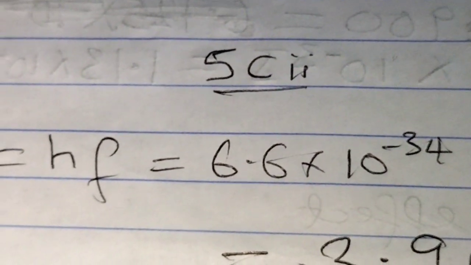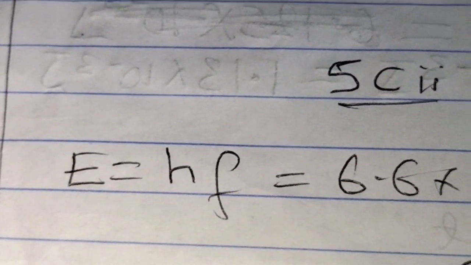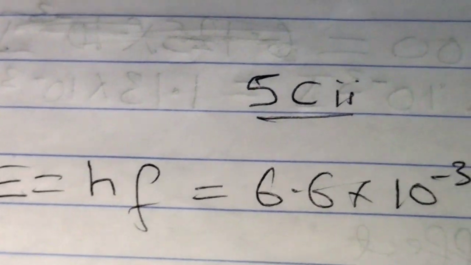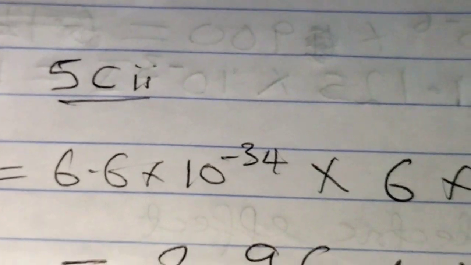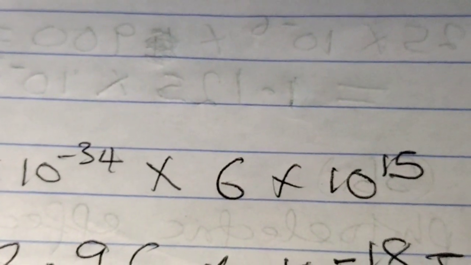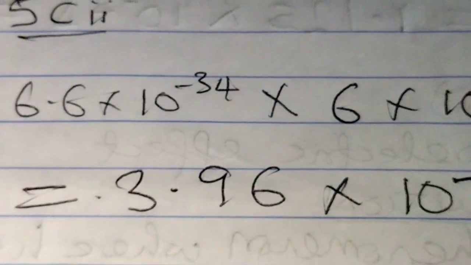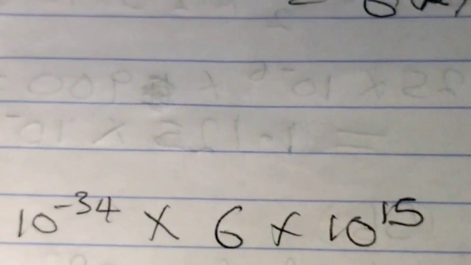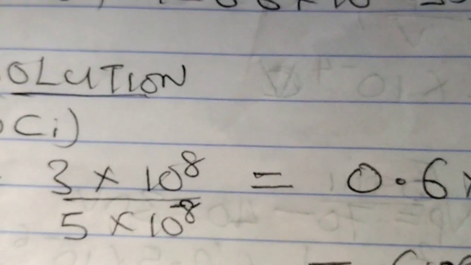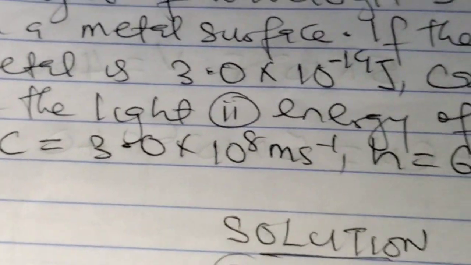Number 5CII, we have to find the energy of the incident radiation. We use the Planck equation E equals hf. H is the Planck constant, 6.6 times 10 to the power minus 34, times 6 times 10 to the power 15. Solving this out, we're going to have 3.96 times 10 to the power minus 18 joules as the energy of radiation. Look at the equation. They mention work function in the question, and we did not use the work function in this problem because it's not relevant for this solution.